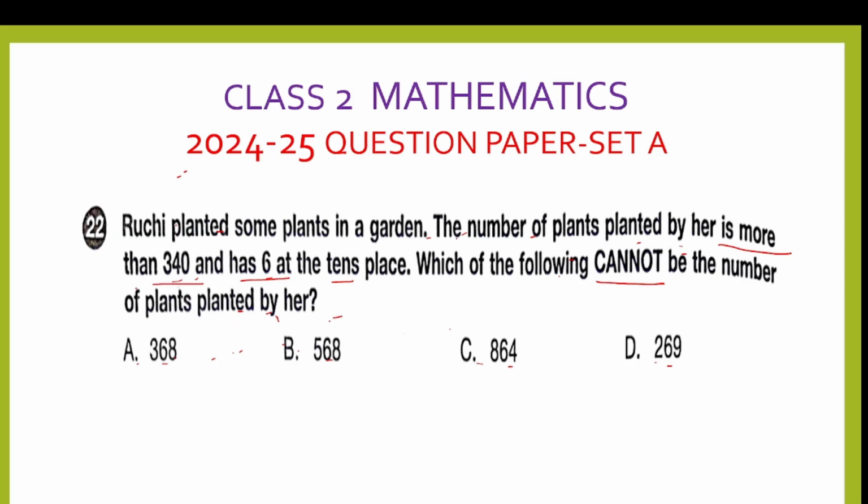Now find the number of plants which is more than 340. Let's see option A. This is 368, which is greater than 340. Option B is also correct. Option C is also correct. But in option D, there is 269, which is not more than 340. Therefore, this is the answer to the given question.